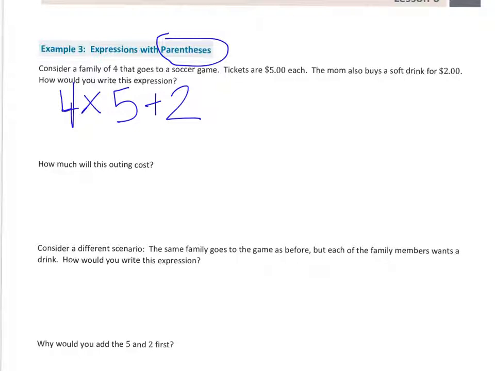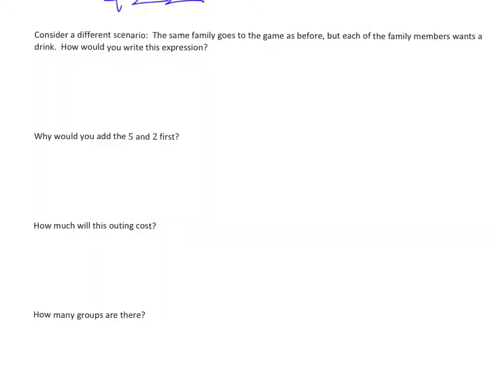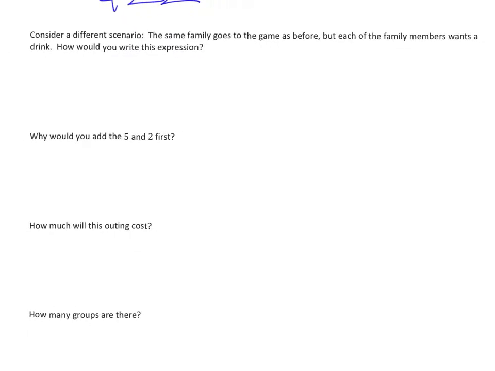So that's how we'd write this expression. So how much will the whole thing cost? $22. But now let's think about it a little differently. Same family goes to the game as before, but each of the family members wants a soda. Now how would we write it?